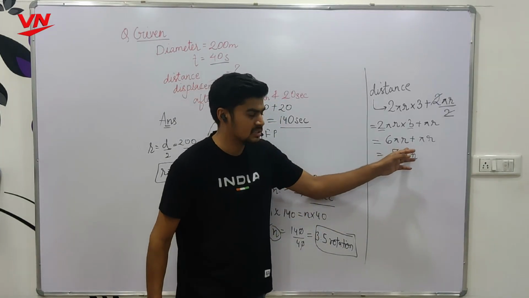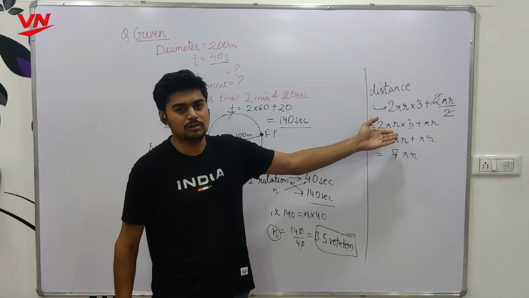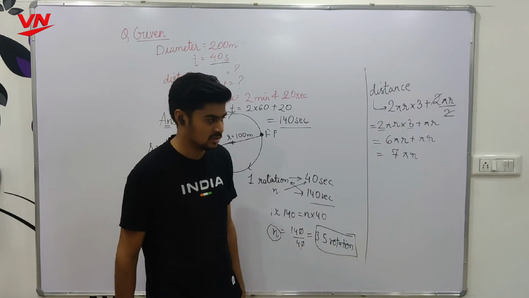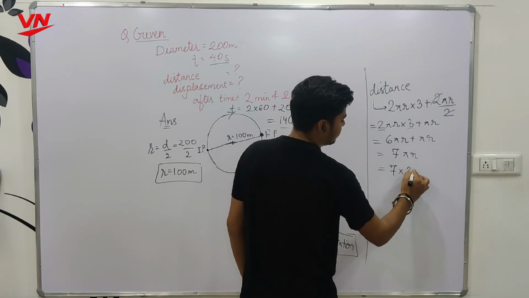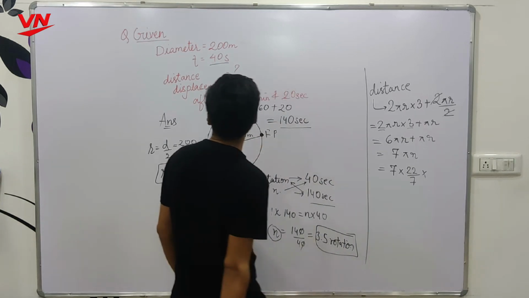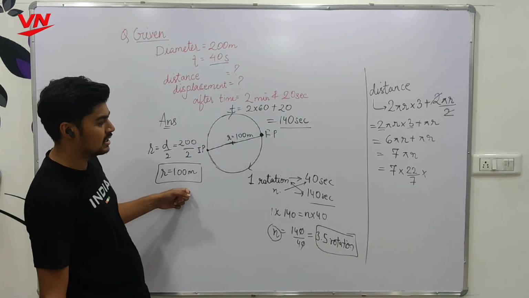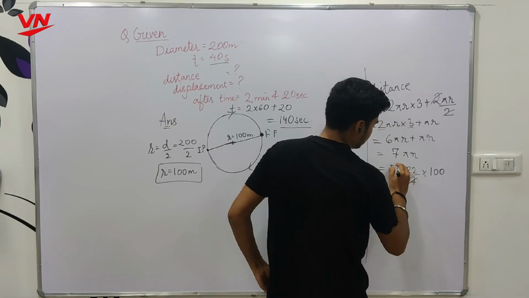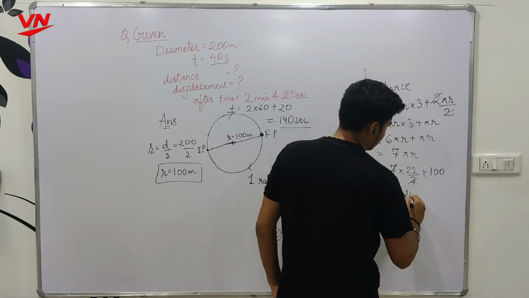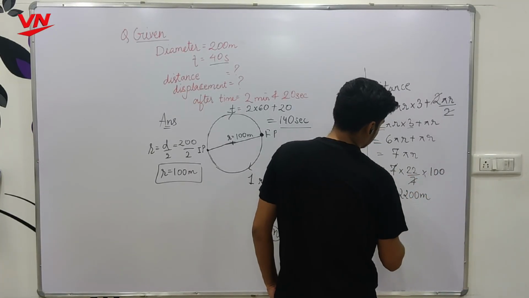If you don't understand this step, you can directly put the values of pi and r and also get the answer, but this will be the simpler way. 7 pi r. What is the value of pi? 22 by 7. The radius we have calculated as 100 meter. 7 and 7 cancel. 22 into 100, you will get 2200 meter. That is your distance.